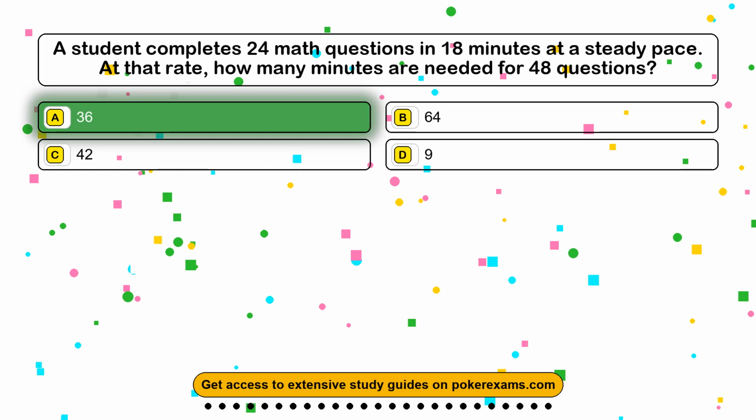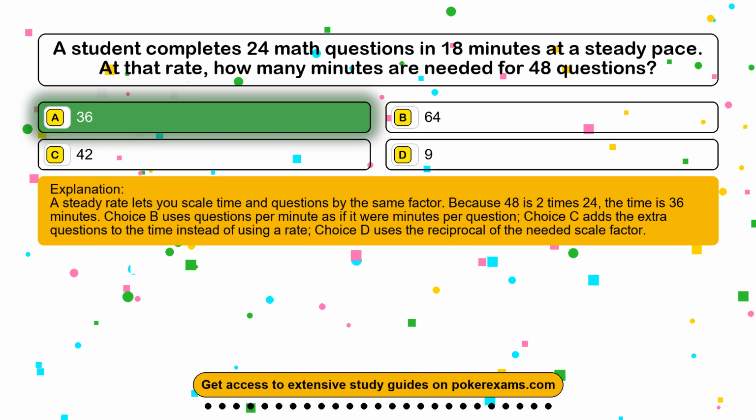The correct answer is option A, 36. A steady rate lets you scale time and questions by the same factor. Because 48 is 2 times 24, the time is 36 minutes. Choice B uses questions per minute as if it were minutes per question. Choice C adds the extra questions to the time instead of using a rate. Choice D uses the reciprocal of the needed scale factor.